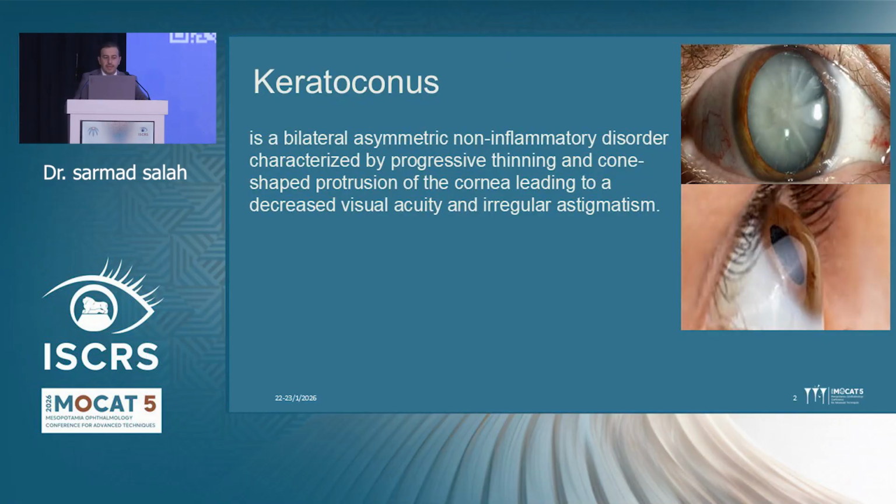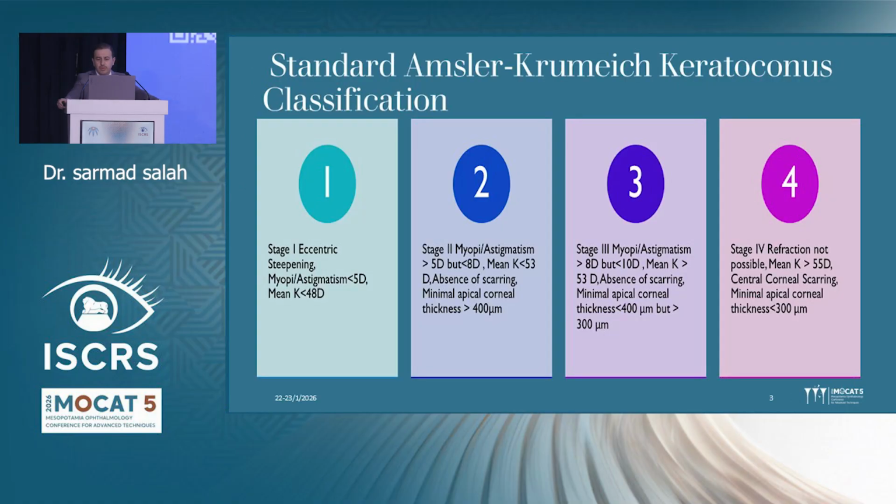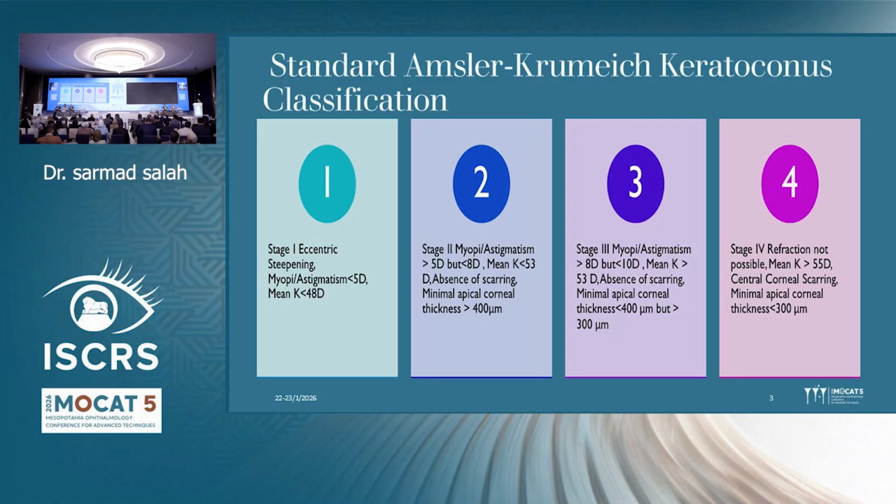Starting from the definition of keratoconus: as we know, keratoconus is a bilateral, asymmetric, non-inflammatory disorder that causes thinning and protrusion of the cornea, leading to decreased visual acuity and irregular astigmatism. It's important to classify keratoconus according to severity, and one of the popular classifications is the standard Amsler-Krumeich classification that depends on clinical parameters such as refractive error, keratometry reading, whether there is corneal scar or not, and the apical corneal thickness. This classification is crucial for guiding us to appropriate management of keratoconus.